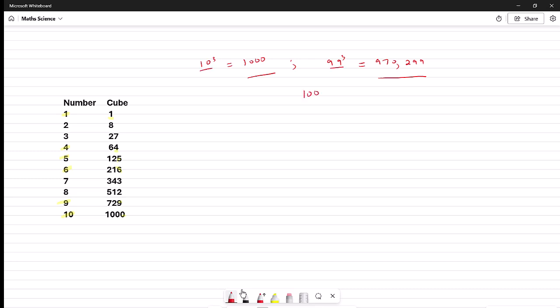And then the cube of 100 would be what? 100 times 100 times 100. So that would become 1 followed by 6 zeros, which is when it becomes a 7-digit number. So that means the cube root of any number between 4-digit and 6-digit would be a 2-digit number. And for a 3-digit number, we already know the cube root because we have this table.